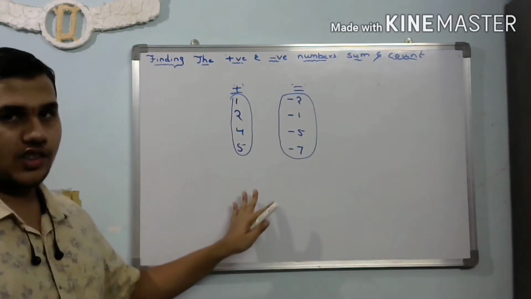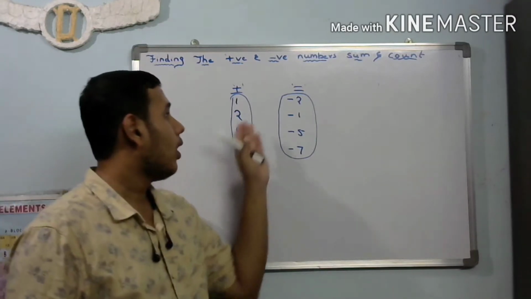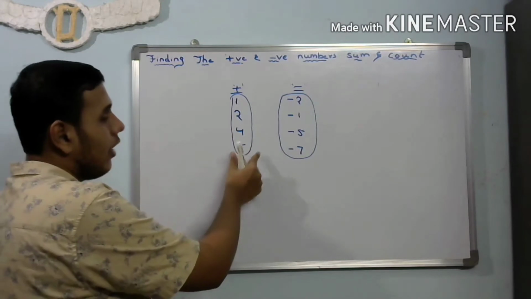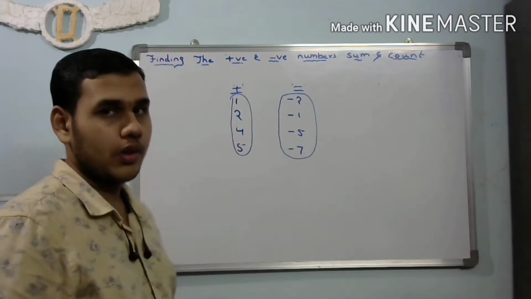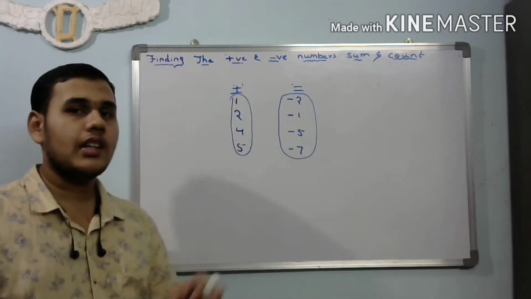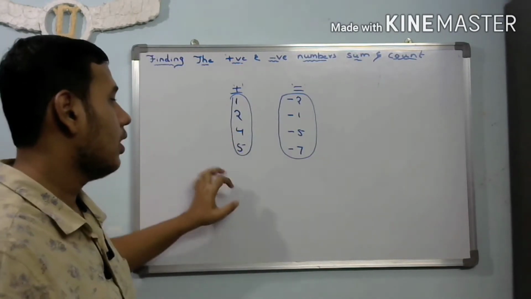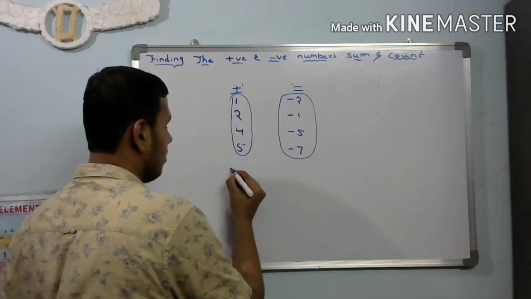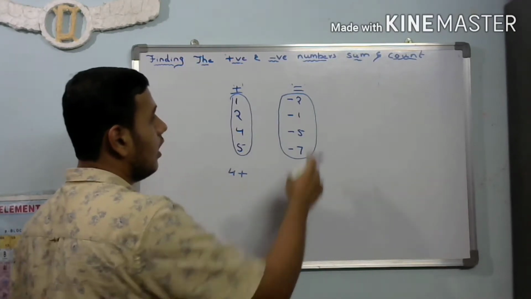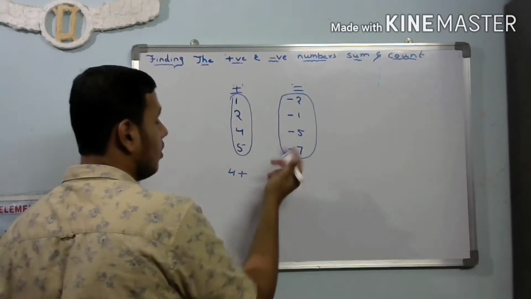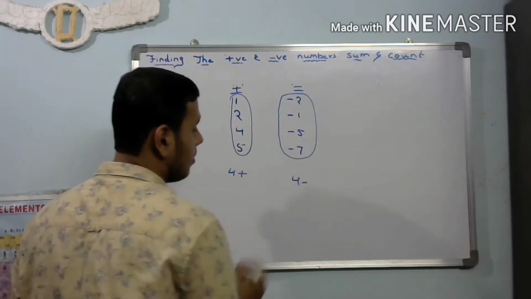This is not about any functions. It's just about the positive numbers and the negative numbers. They have given the positive and negative numbers to us. Now it's very easy to count how many positive numbers there are here: 1, 2, 3, 4. Four positive numbers. How many negative numbers are there? 1, 2, 3, 4. Four negative numbers.